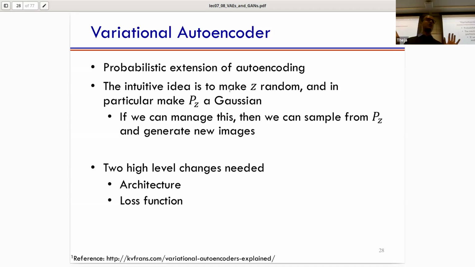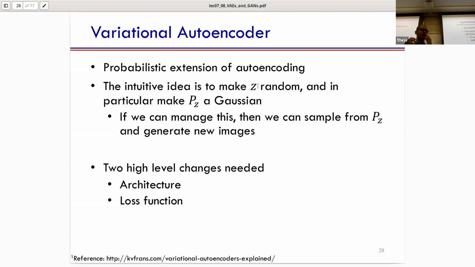Okay, there's no notion of random variables. Here now we're going to talk about X and Z as random variables, and then we also want to make Z a Gaussian random variable.